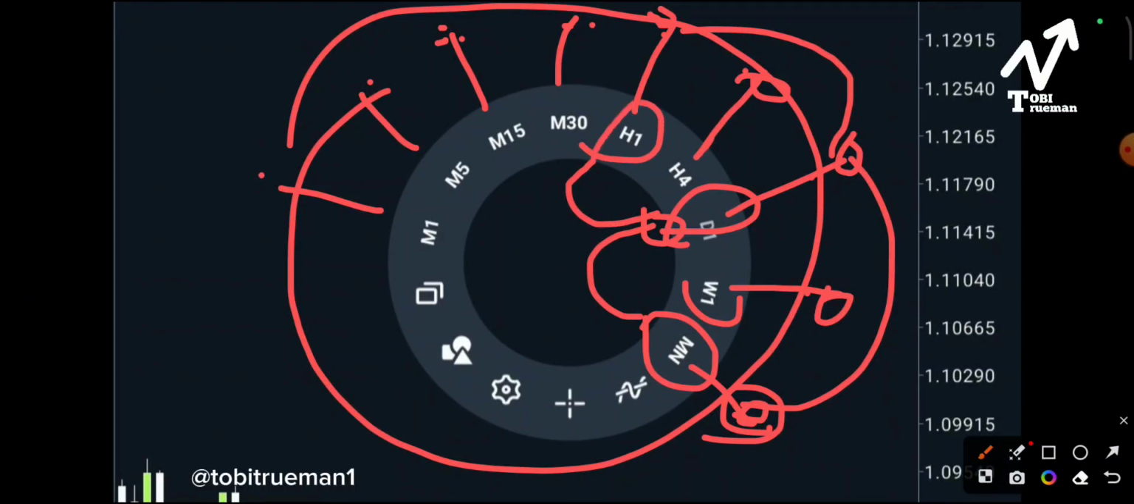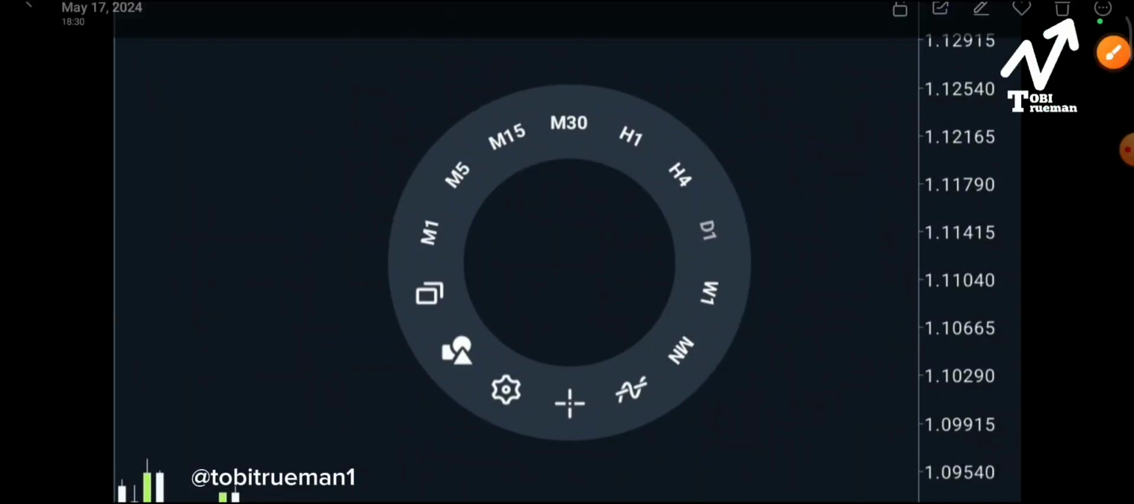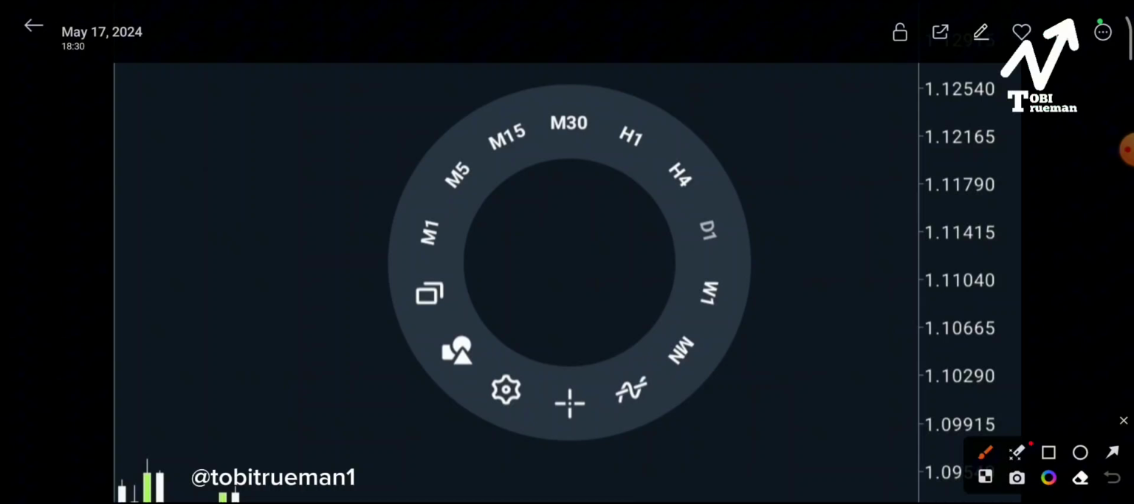Then if you are using the H1 as your higher time frame, you are going to skip the M30 and use the M15 as your lower time frame. Then if you are using the M15 as your higher time frame, you are going to skip the M5 and use the M1 as your lower time frame. All that is very understandable. So if you are doing that, all you have to do is move.